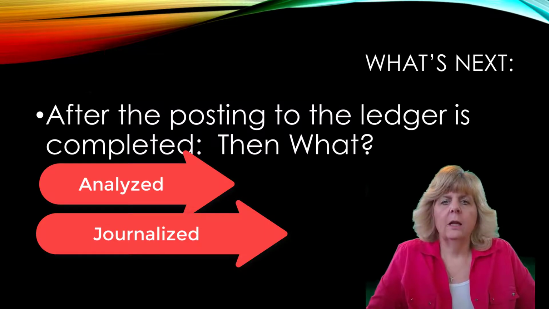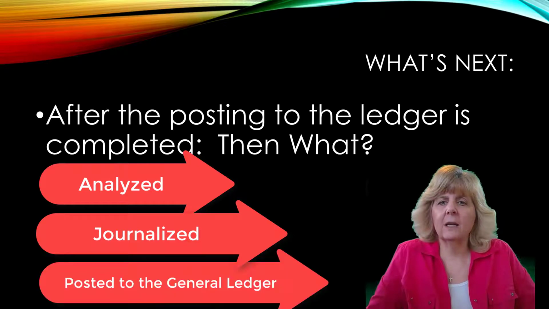Then we learned that the journal was a great book to keep a historical record of what has transpired, but it didn't have any balances. So we learned how to post to the general ledger. So what happens next?